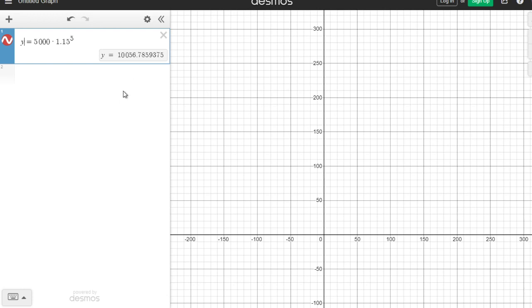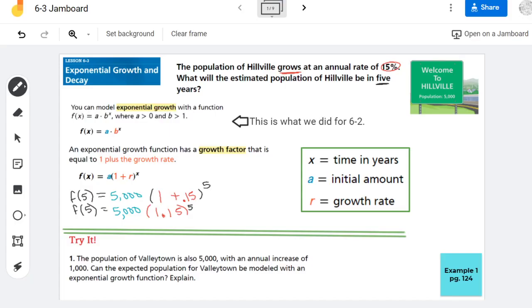So inside my box, I get 10,056.78. So I'm going to write that out. So again, 10,056.78. And I have to ask myself, can I have 0.78 of a person? No, that would be terrifying. So instead of calling it 56, I'm going to call it 57. And that would be my population in 5 years.